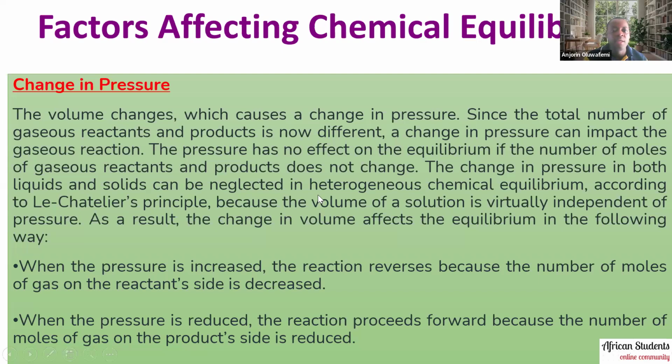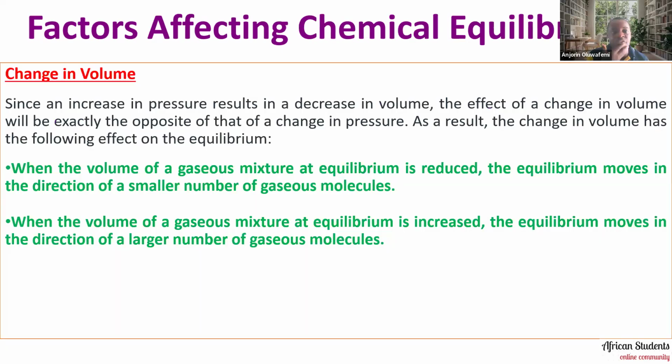Okay, all right. So we look at the change in volume, and I would just want to summarize and say that when the volume of a gaseous mixture at equilibrium is reduced, the equilibrium will move in the direction of a smaller number of gaseous molecules. So if it is a product that has a smaller number of gaseous molecules, it will move in that direction.